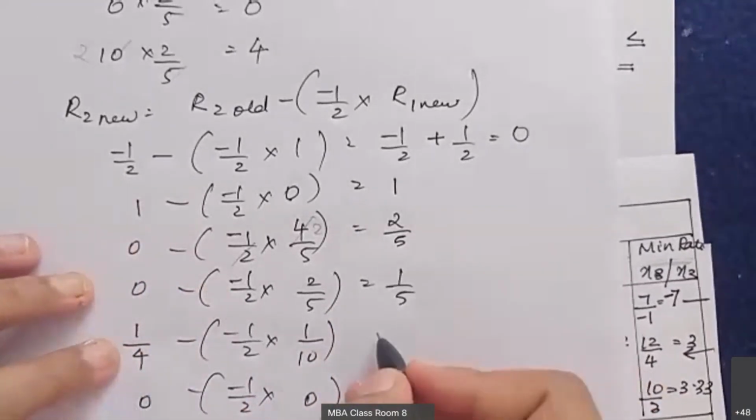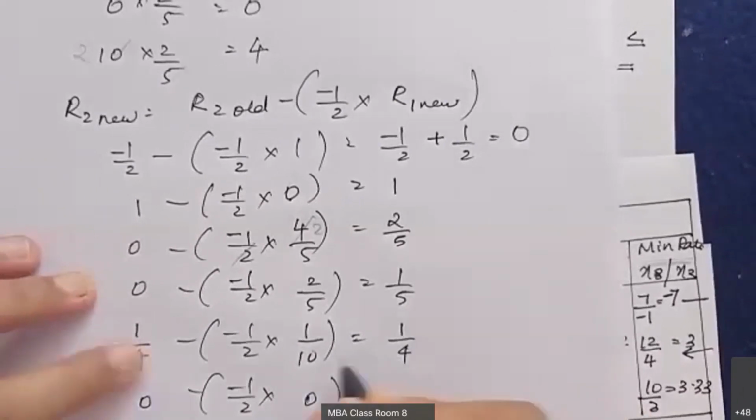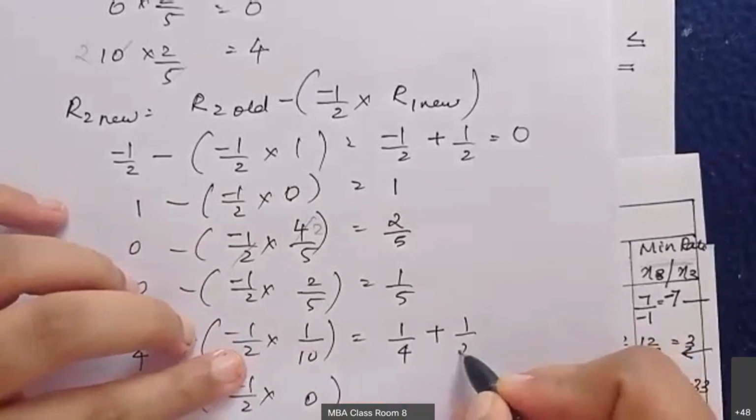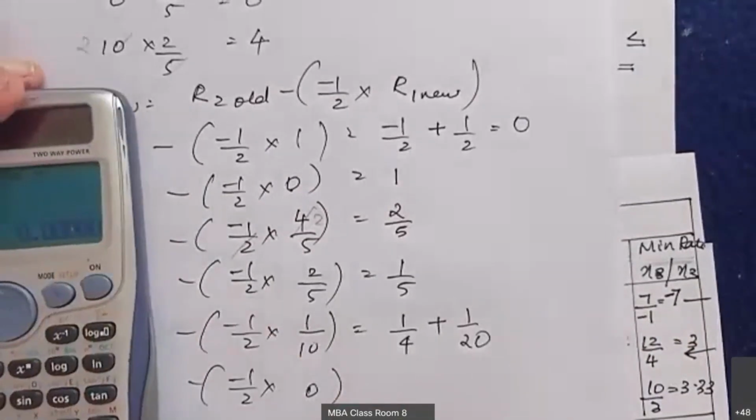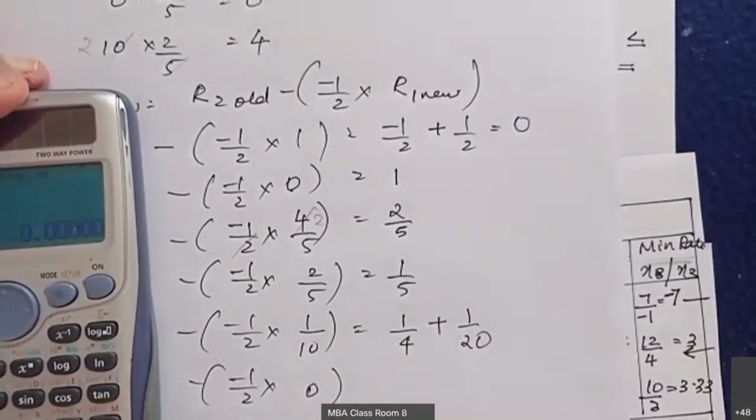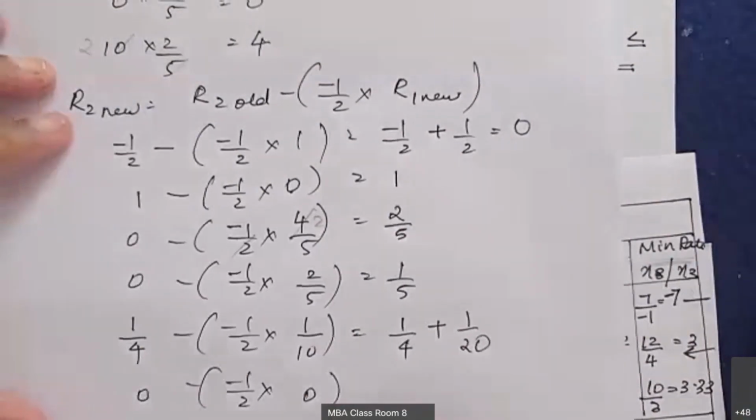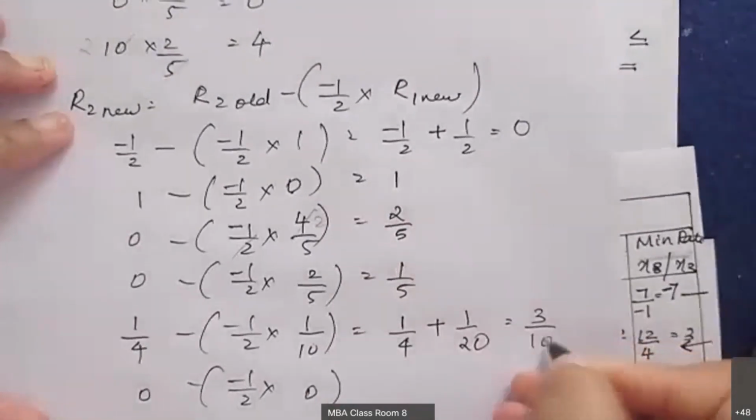Next one. Here I have 1 by 4, minus and minus I have plus, okay, becomes 1 by 20. Okay, LCM will be 20. Just do it in the calculator. 1 divided by 4 plus 1 divided by 20. It is 3 divided by 10. Okay, 3 divided by 10.